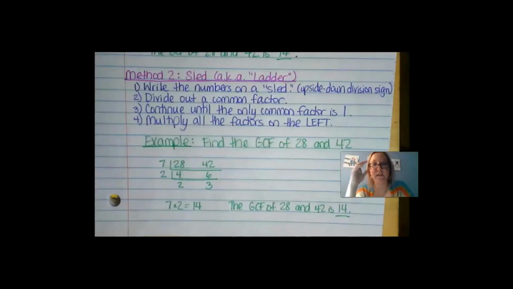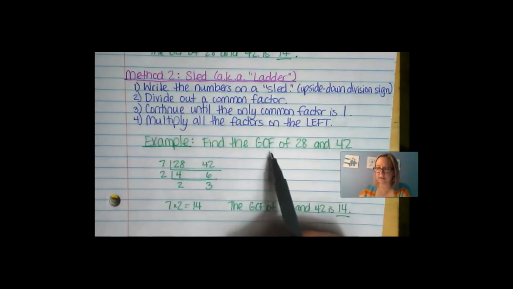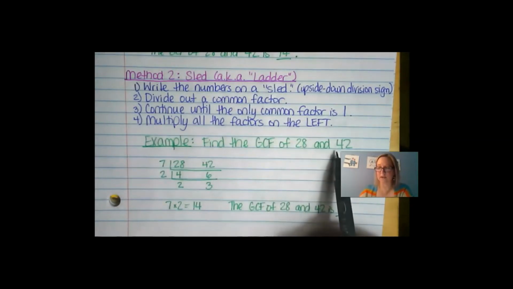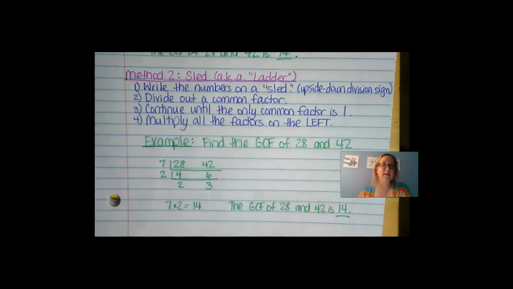The second method is the sled, also called the ladder sometimes, and this method tends to be a little bit easier. So I'm going to walk you through this method. Now notice I gave the exact same example. We're using 28 and 42 just like we did in the list, and I did that so that you could compare the two methods and see which one you think might be easier.